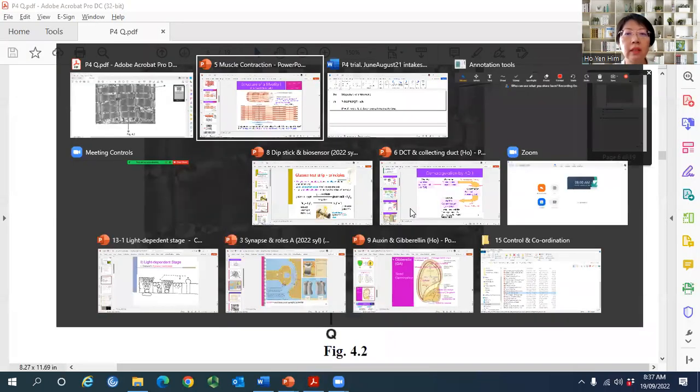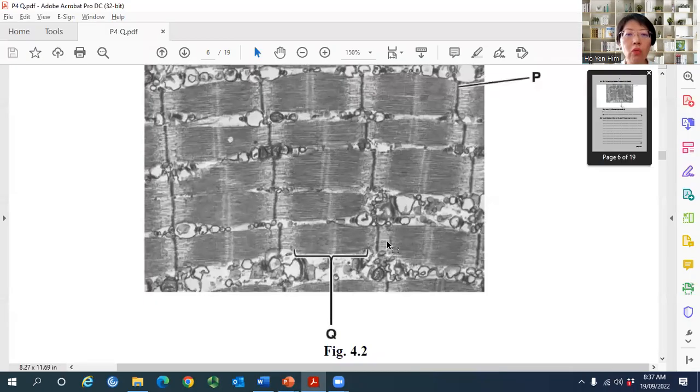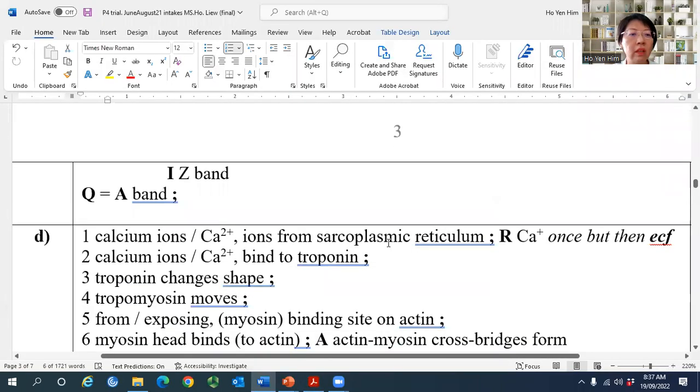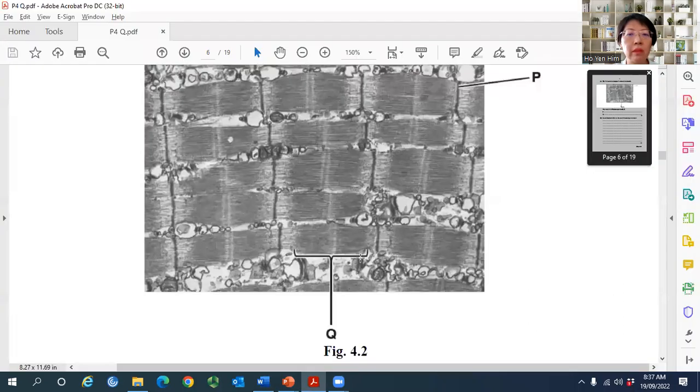So the answer for Q is, where's my Q? Q is the A band because it stretches the entire length of the thick filament. It overlaps with the thin filament, so it's A. A means overlapping. So when you write the A, this one will overlap with this one. So the entire region that overlaps is A. Okay, this line, when you draw up, will overlap. So the overlapping region.